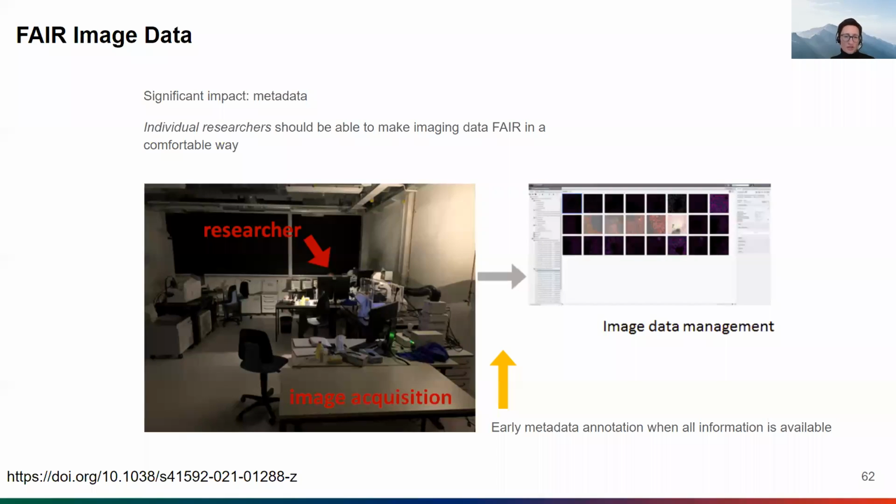The annotation with the metadata should take place in the very early research process when all information is available. So you see here the researcher in the lab, and he has made his acquisition and wants to upload now to a data management system. In our case, it's OMERO. And this is a good starting point to add metadata that are relevant to this microscopy experiment.